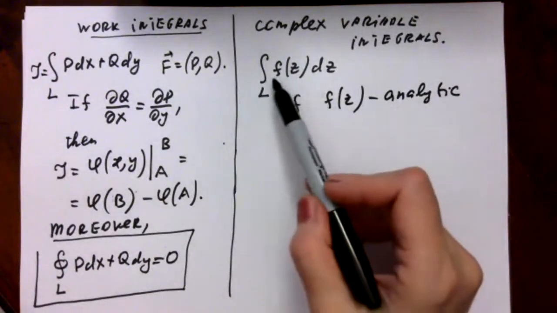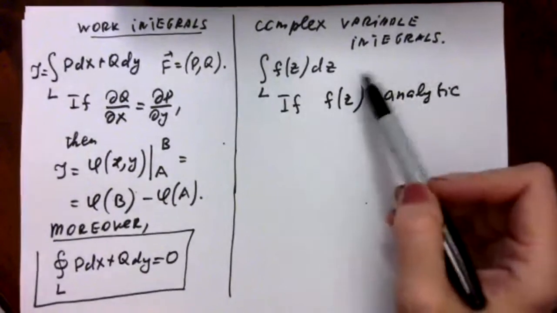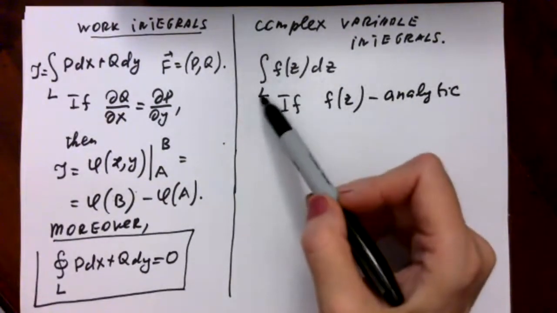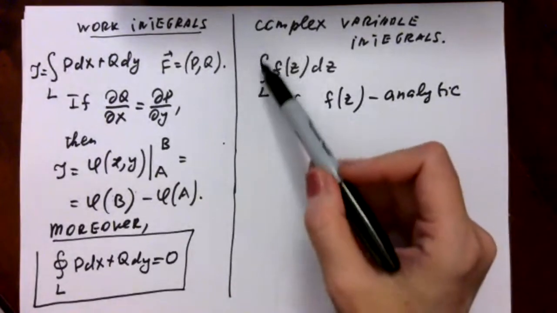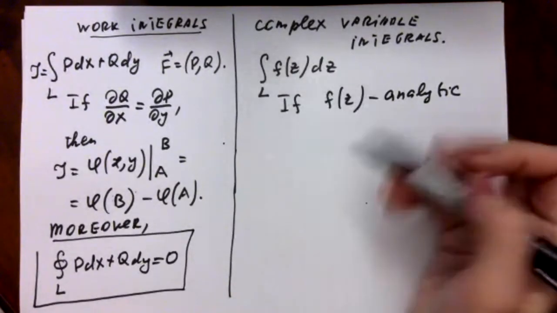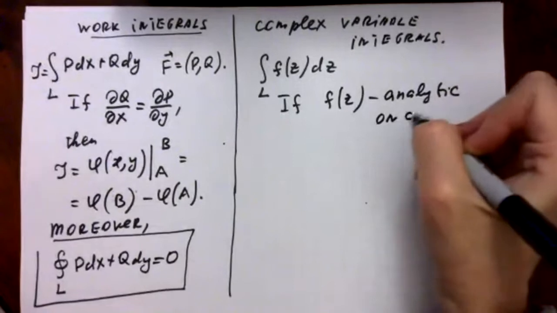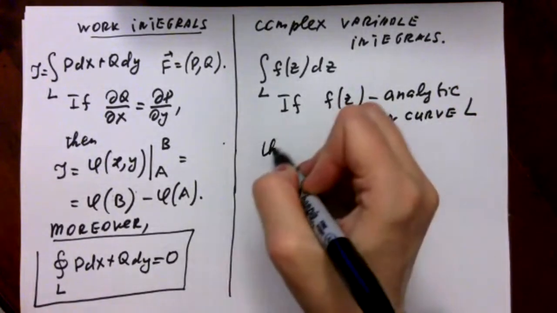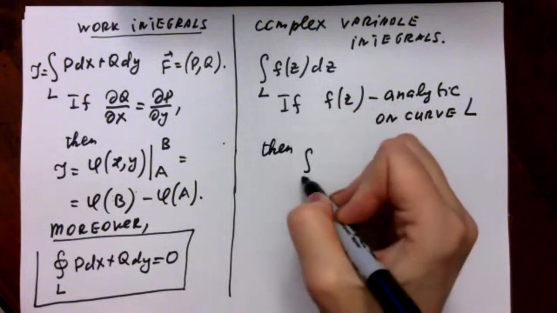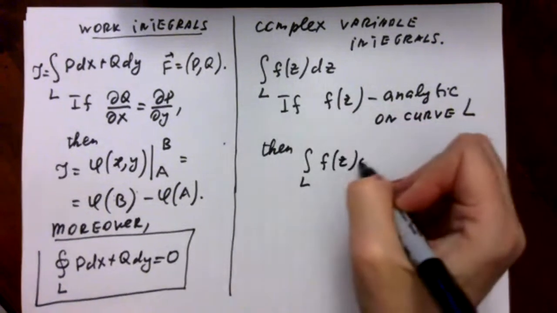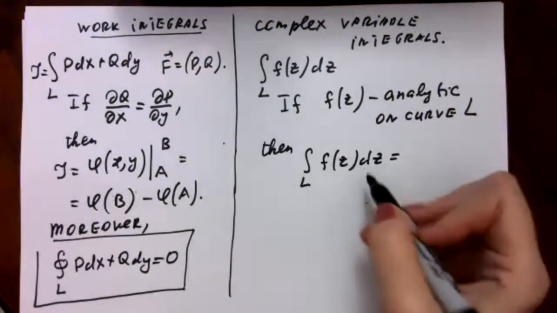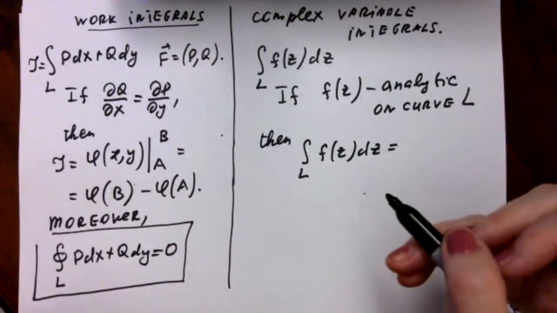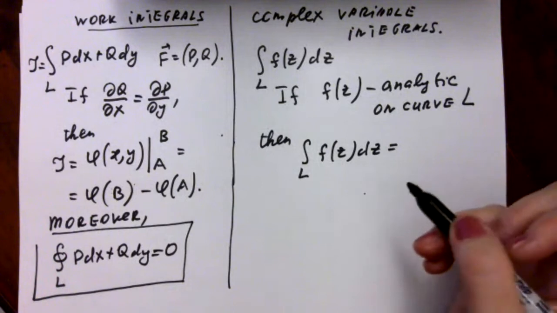It's not actually necessary that this function is analytic on the whole complex plane. It's enough that it's analytic in some region which contains this curve L. Then it turns out that this integral doesn't depend on the shape of this curve connecting this end and start point. It only depends on the start point and on the end point.